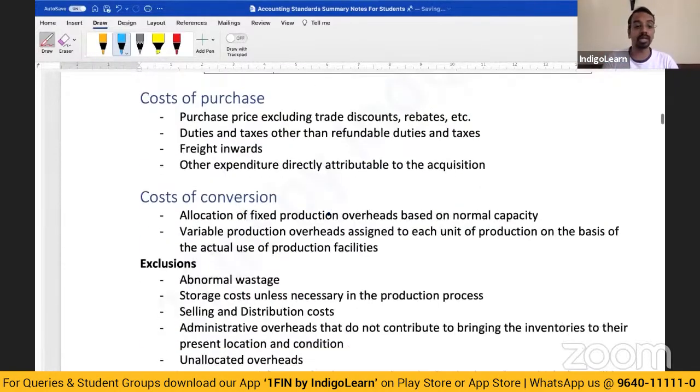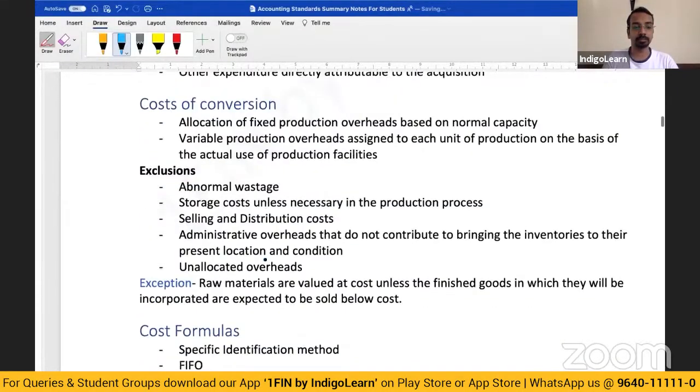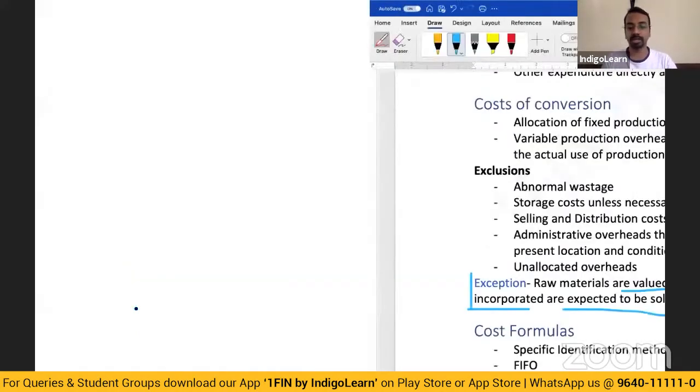As far as raw materials are concerned, raw materials are valued at cost. Always remember this principle. Raw materials are valued at cost unless finished goods in which they will be incorporated are expected to be sold below cost. And please pick up any examination question. You will see that at least 50 to 60% of the times this concept is tested in the examination. And this is where students tend to make mistakes. Here also we saw some of them could not answer it correctly. It's okay. We are revising so that we don't make the mistakes in the examination.